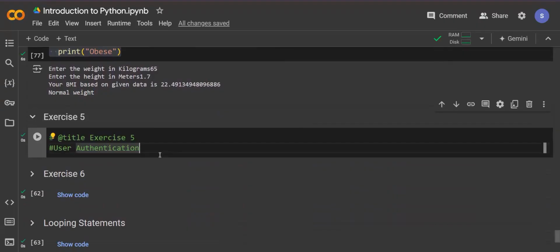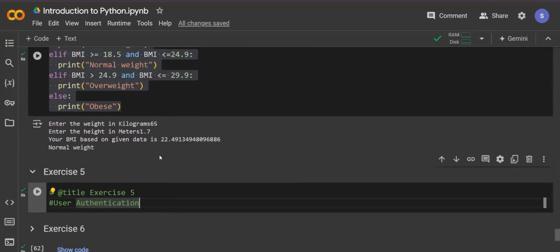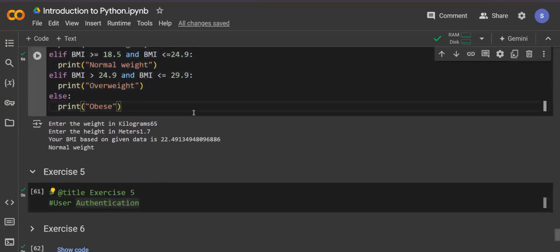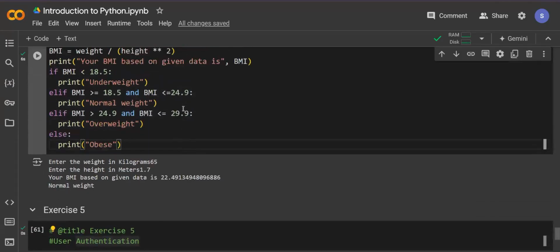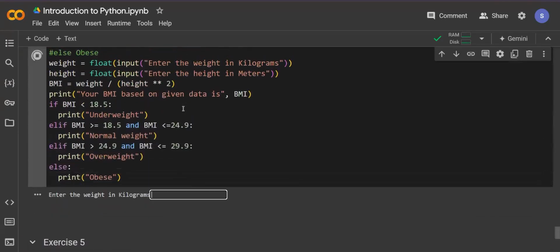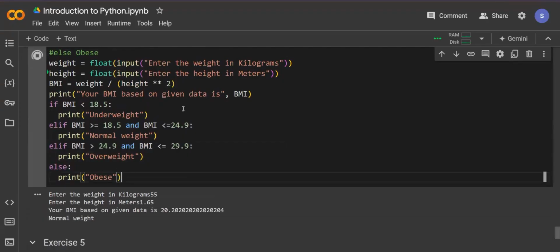Don't know the height? Okay, no problem. Okay, 4.5. 4.5? You are 450 centimeter? Okay, Anirudh, 55 and 1.65. Okay, let's see. 55 and 1.65. Okay, yeah, very good. Anirudh is perfect. Normal rate. Yeah, no problem.